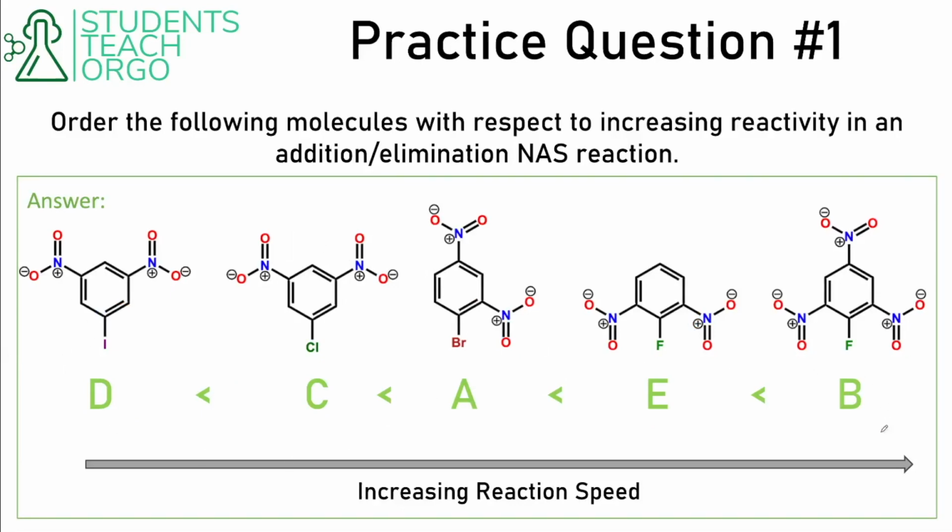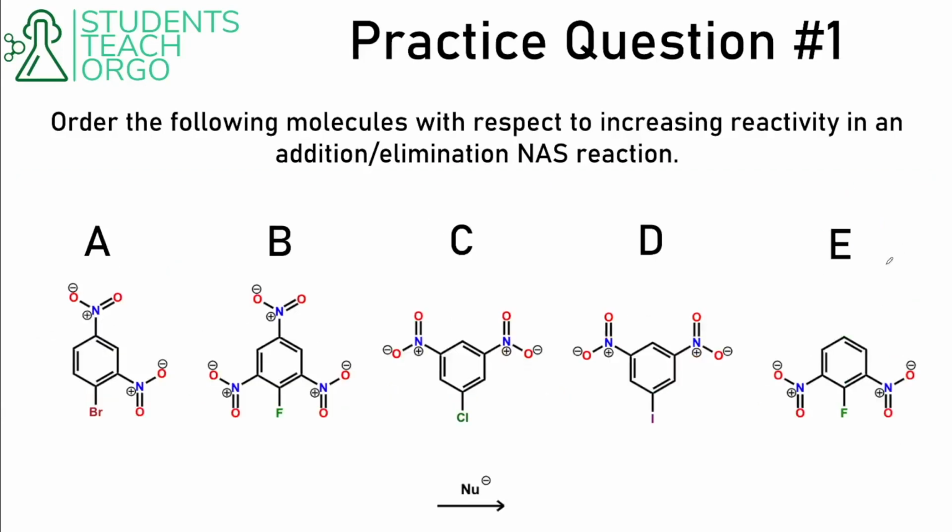So this is the order with this molecule right here being the most reactive and this one over here being the least reactive. As far as the logic that I would use for determining that order, I would look first and say that, well, this is the only one that's got 3 electron withdrawing groups, and those 3 electron withdrawing groups are all in ortho or para positions. So immediately I would say that B looks really good for being the fastest. So I guess I'll write that right there.